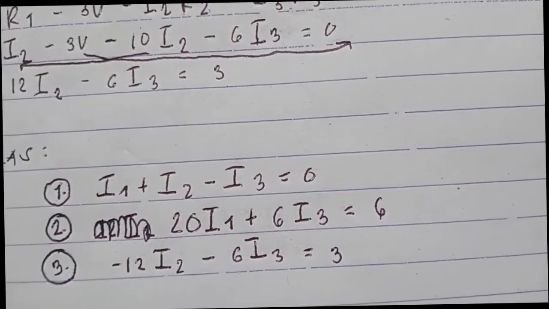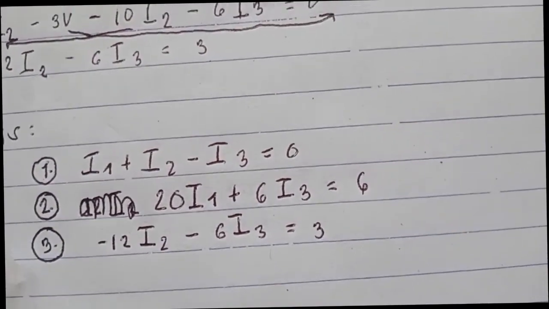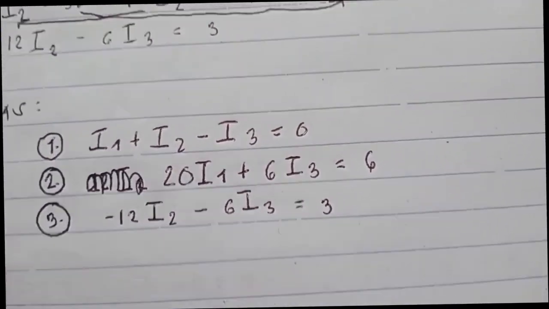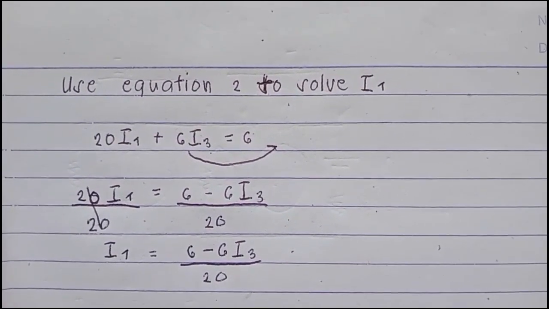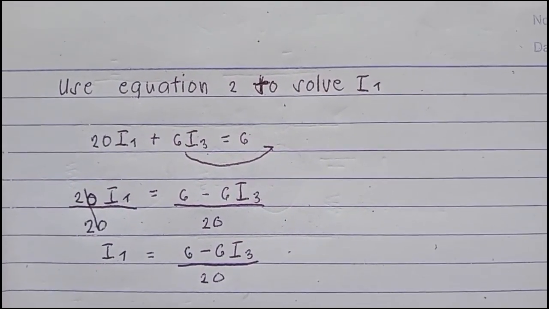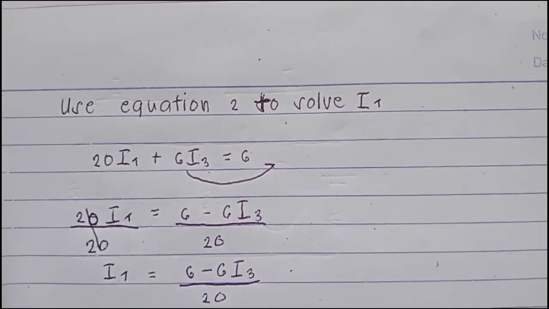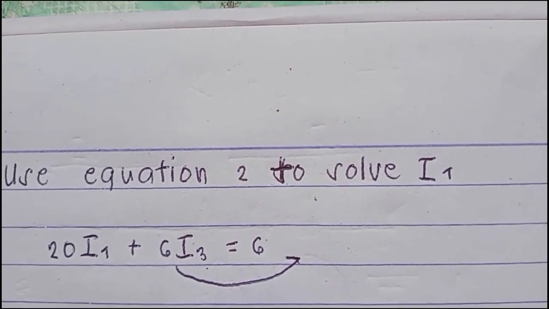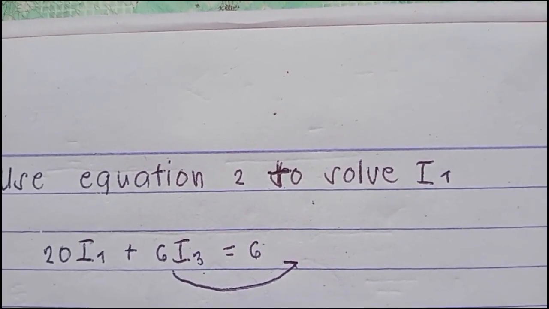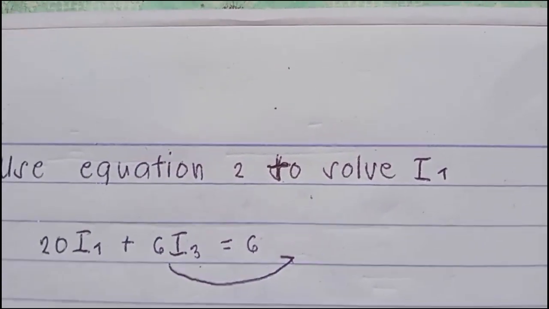And the next thing that we will do is to manipulate those in order to get I1, I2, and I3. So this time we will use equation 2 for us to be able to solve for I1. So here is our equation 2: 20I1 plus 6I3 is equal to 6.